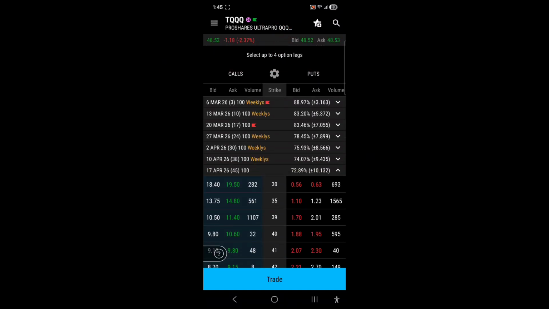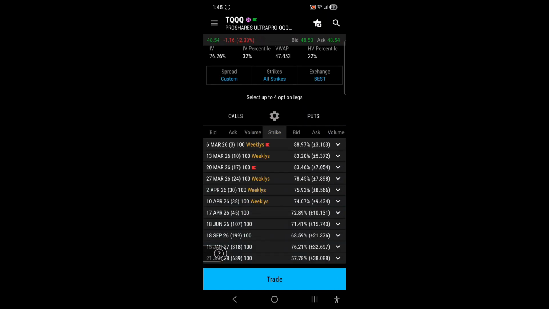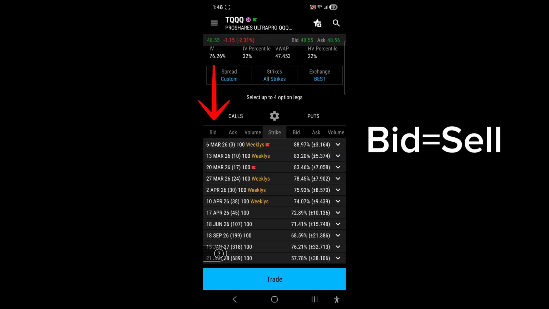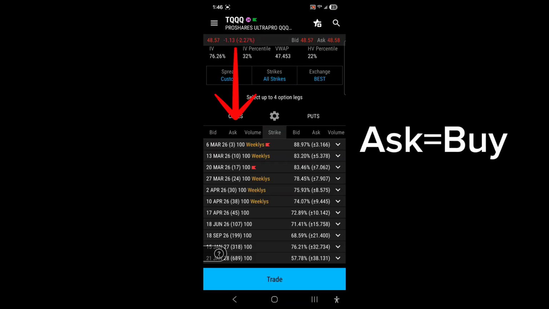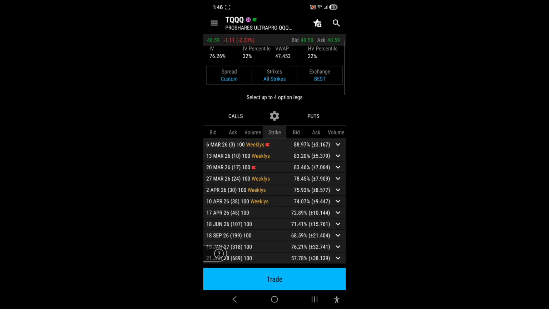First of all, the left side are the calls. Calls are here. It has something called a bid column. Bid means to sell. That's what bid means. It's sometimes an older word. Bid means to sell, so you want to sell an option. Ask means you want to buy. You want to buy an option. Volume means how many orders are out there. Strike we'll get to later.